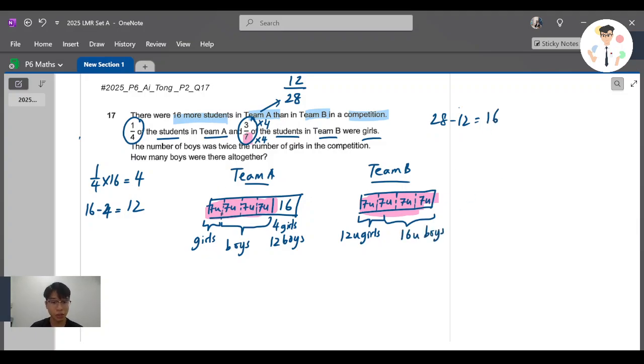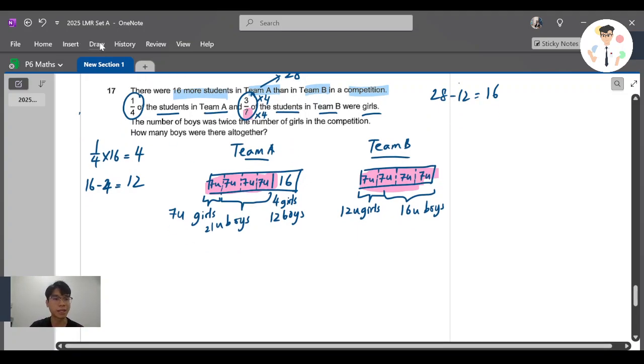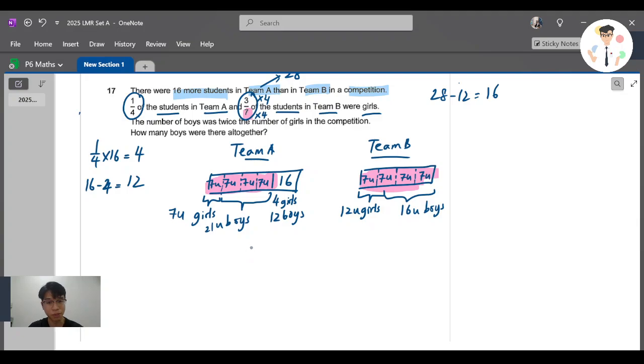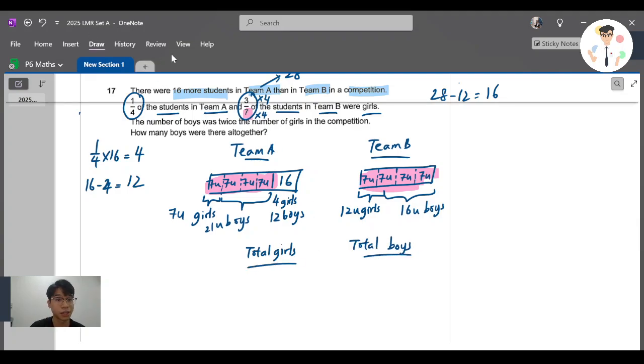Make sense, right? And let's look back at team A. Team A here is what? 7 units girls, boys is 21 units boys. Okay. It's a bit confusing here. So let's try to organize our things a bit nicer. What's the total unit for girls? And what's the total unit for boys? Let's try to write it nicer, okay? Let's try to highlight this.